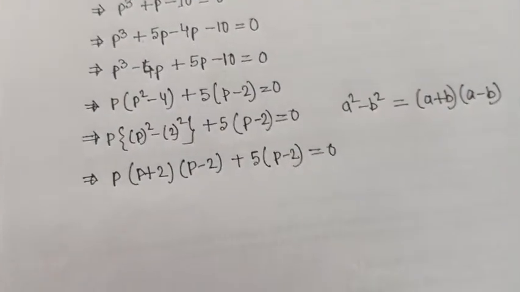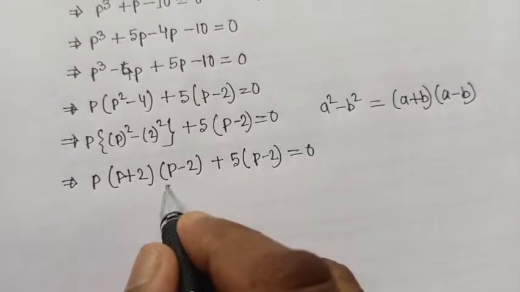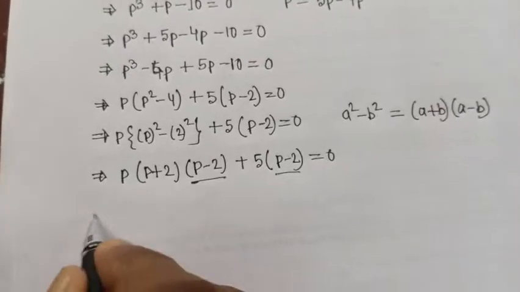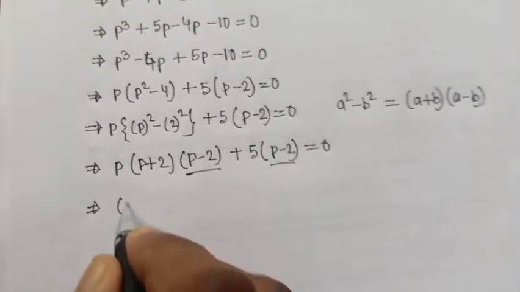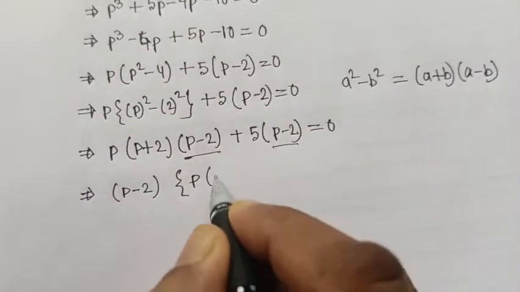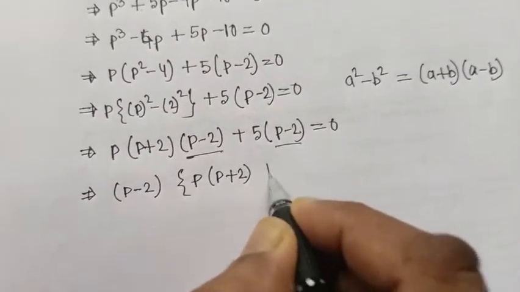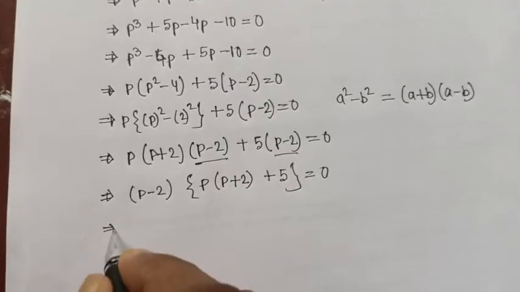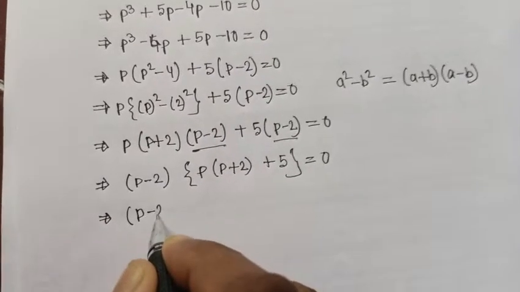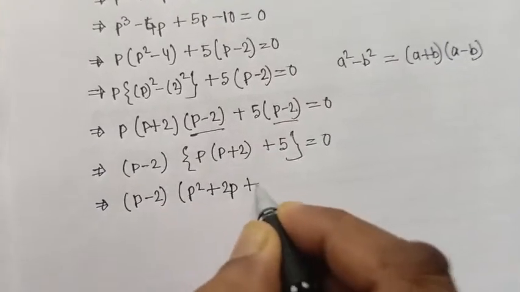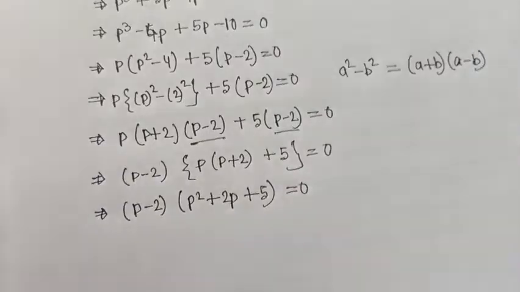Now we are seeing that p minus 2 is common from both expressions. So we are going to take common p minus 2, and the rest part will be p into p plus 2 plus 5 equals 0. So we are going to simplify that equation more, like p square plus 2p plus 5 equals 0.